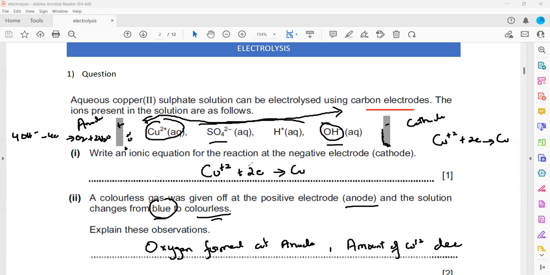And you can also mention that because copper ions and hydroxide ions are removed, we are left with sulfuric acid. Initially, when we start the electrolysis, it was copper sulfate. But when we complete the electrolysis, as the copper ions and hydroxide ions are removed, we are left with H2SO4. So copper sulfate will turn into sulfuric acid, and the copper ion concentration decreases. That's why the solution turns from blue to colorless.